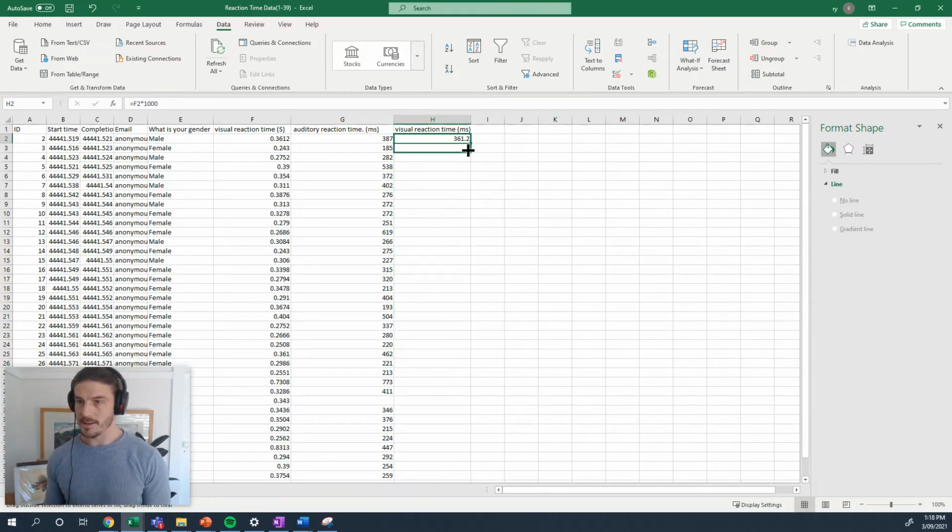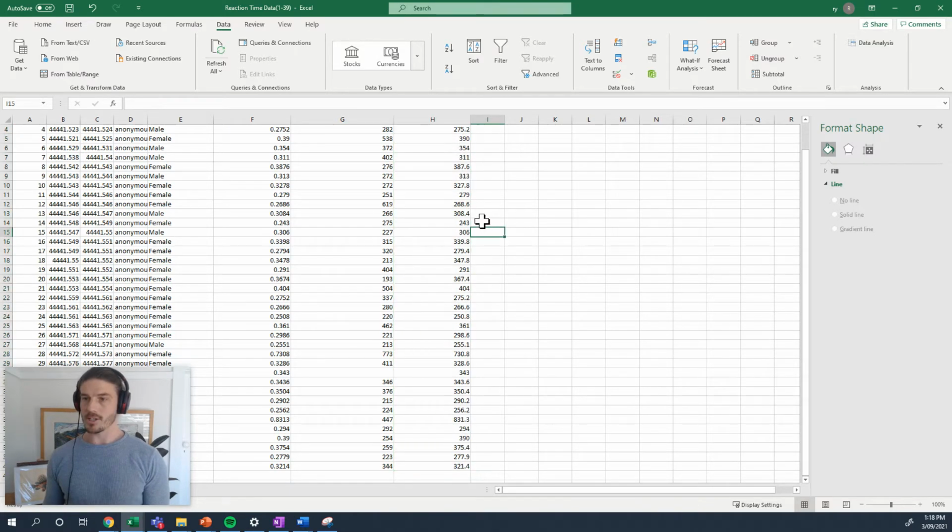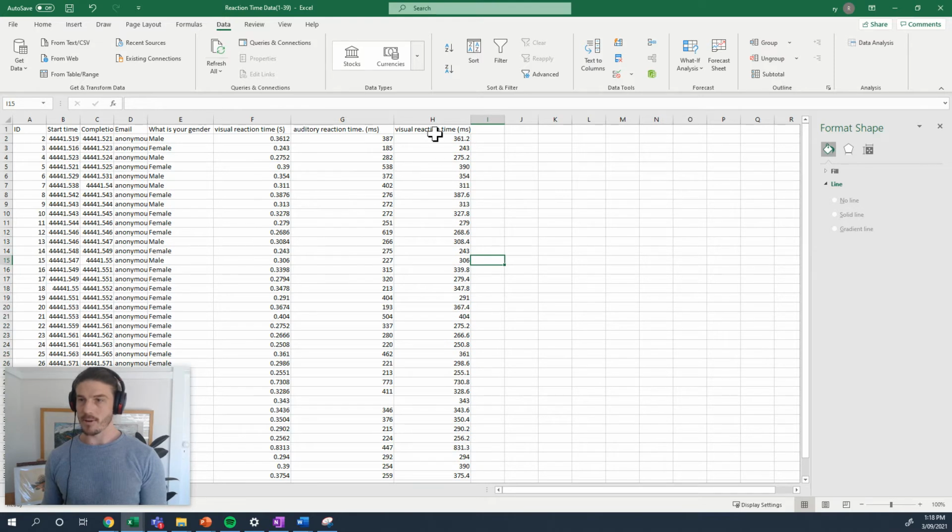Now I'll do that again. See this little green box down the bottom of the square? I'll take that and drag it all the way down to replicate that same calculation for every one of them. So now I've got two columns, auditory and visual, which are both in milliseconds. So now it's easier to compare.